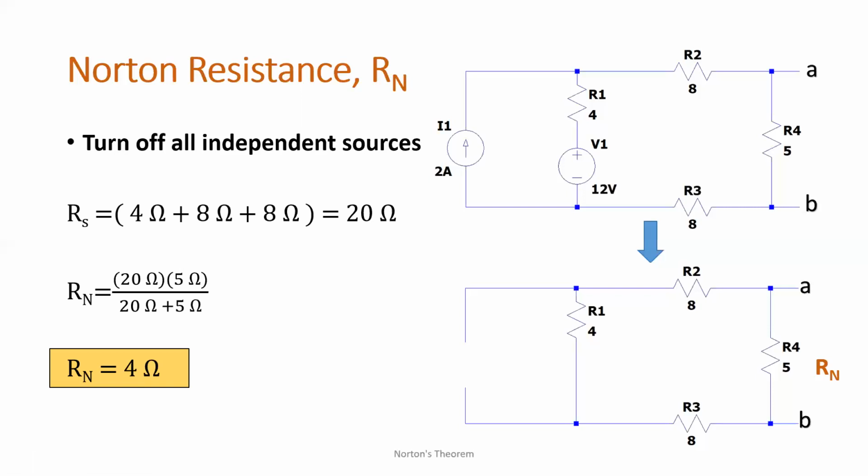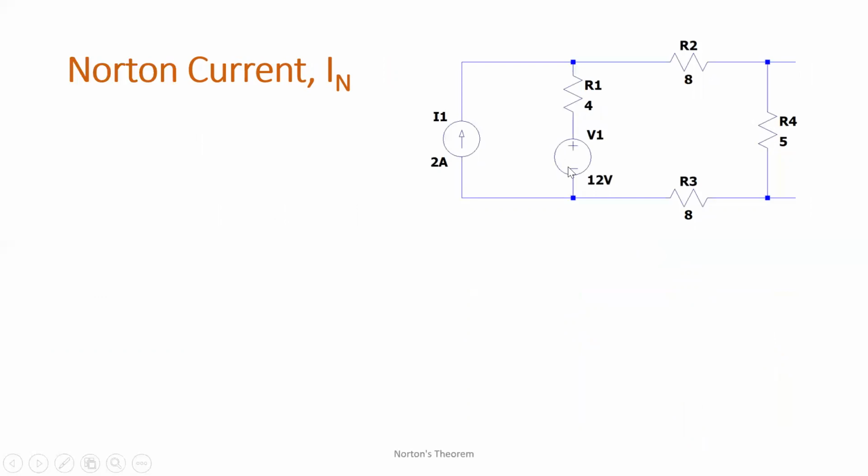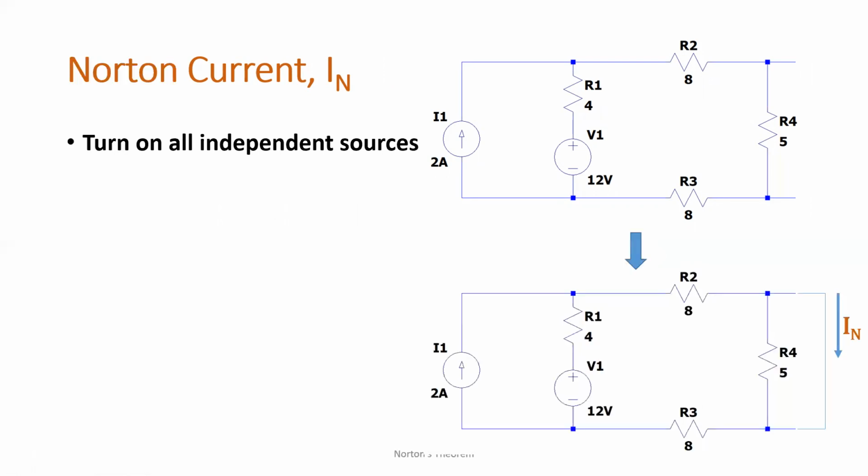Next, let's proceed with our second mission to get the Norton current. We need to turn on all independent sources since we turned them off previously. And also, we need to short out points A and B. And that is our Norton current. Previously in Thevenin voltage, we got the open circuit voltage at points A and B, but in Norton current, we need to short points A and B, or whatever the designated labeling.